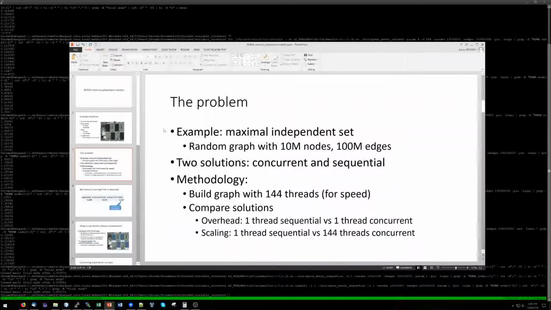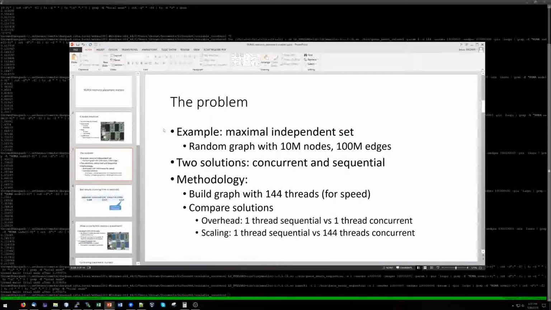So I want to build my graphs with 144 threads, even though I sometimes want to run just a single thread in the measured experimental portion of my runs. So I'm building the graph, and then I'm trying to compare these 2 solutions. First, looking at the overhead of concurrency in the concurrent solution. I want to compare an optimized single-threaded sequential implementation of greedy MIS with our concurrent implementation running with just a single thread. This will give us some idea how much overhead we add by throwing in all this synchronization machinery to make concurrent execution safe.